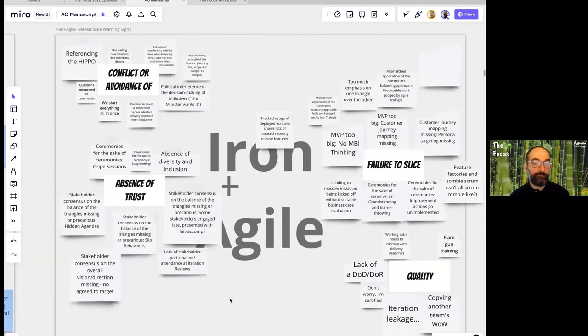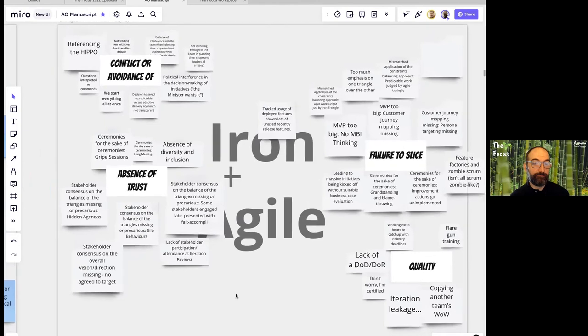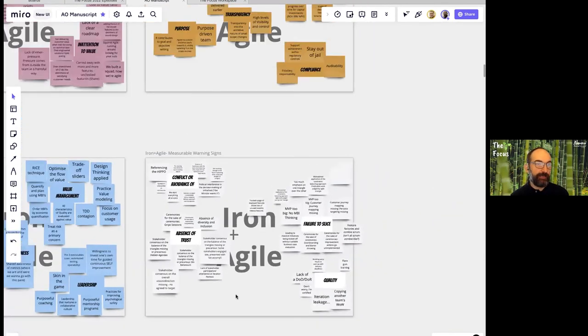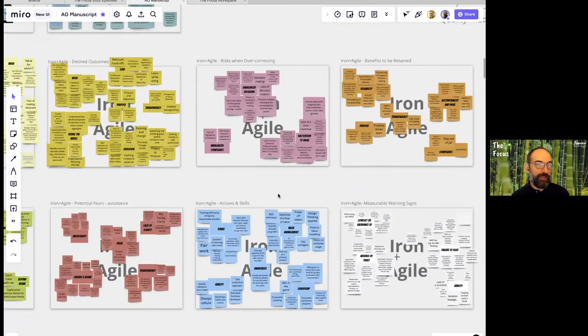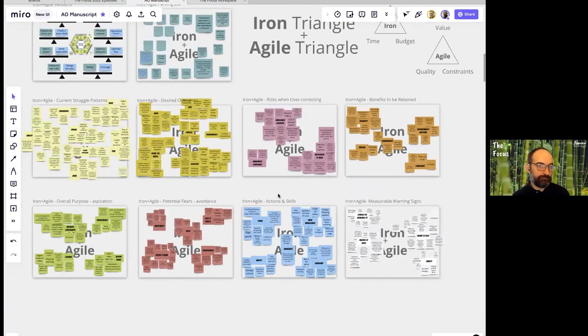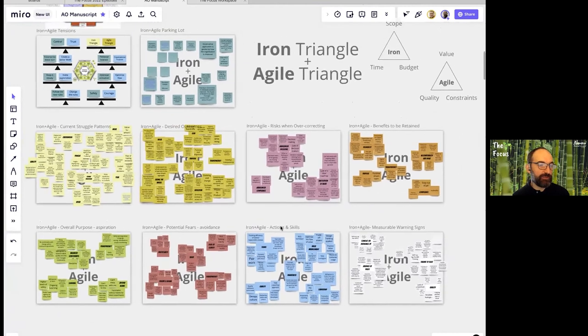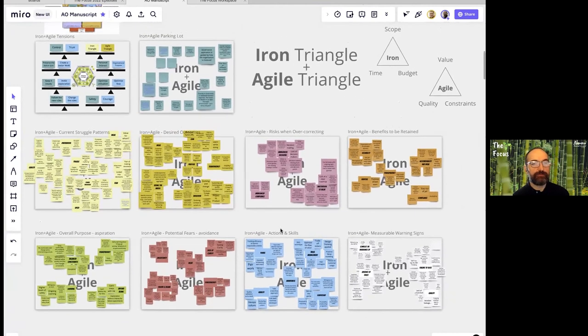One of the quickest ways to determine whether quality is suspect is to check whether a team has got a specific set of definitions of ready or done. That's immediately a signal that something is not right around quality. Mm. So this, at a good clip of speed, was the iron and agile triangle balance.